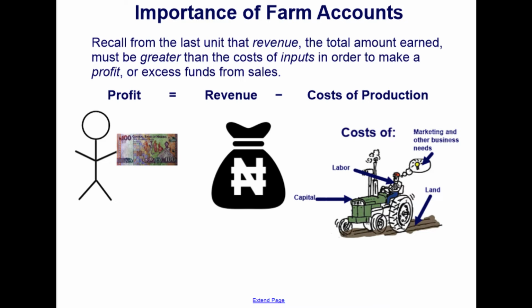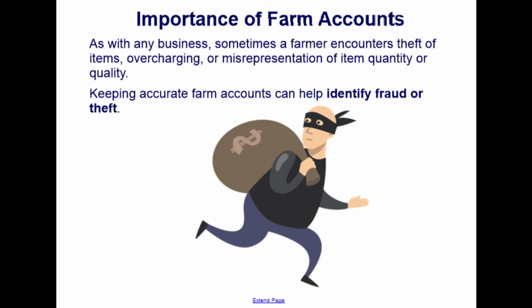Keeping farm accounts helps the farmer to determine profit, the amount of money earned after costs. Recall from the last unit that revenue, the total amount earned, must be greater than the costs of inputs in order to make a profit, or excess funds from sale. Profit equals revenue minus costs of production. As with any business, sometimes a farmer encounters theft of items, overcharging, or misrepresentation of item quantity or quality. Keeping accurate farm accounts can help identify fraud or theft.